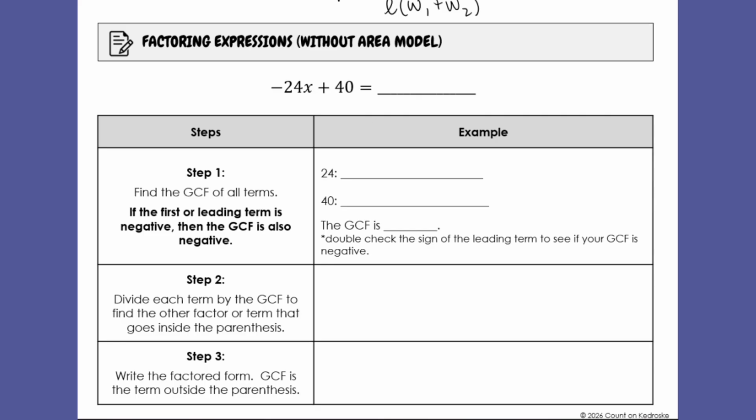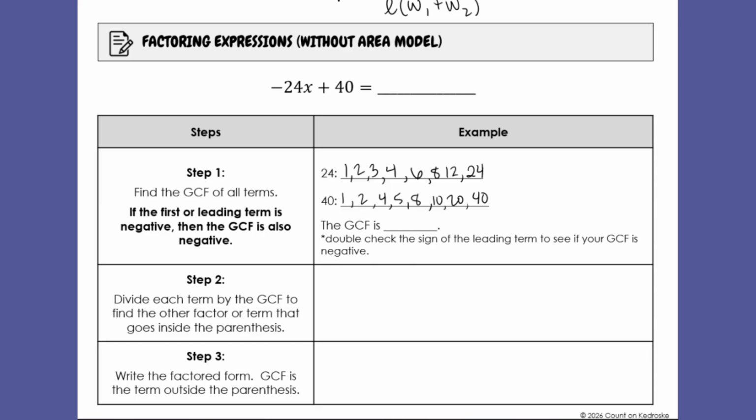So when I'm thinking about my greatest common factors, I'm kind of ignoring the signs right now. I'm just looking at what's the largest number that goes into both 24 and 40. So I can start listing: 1 times 24, 2 times 12 is 24, 3 times 8, and then 4 times 6. And then with 40, I got 1 times 40, 2 times 20, 4 times 10, 5 times 8. And that's about it.